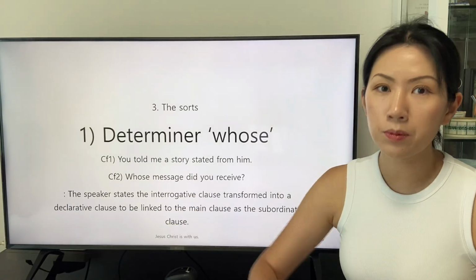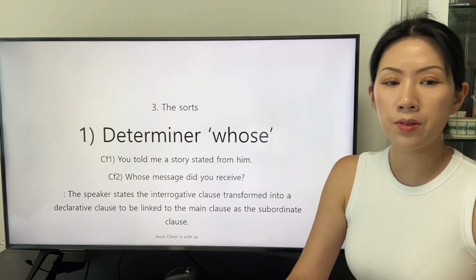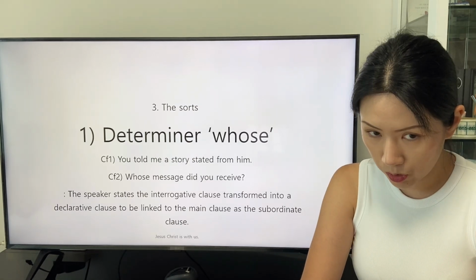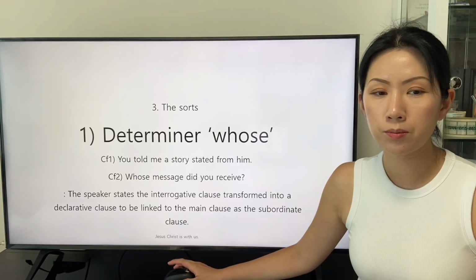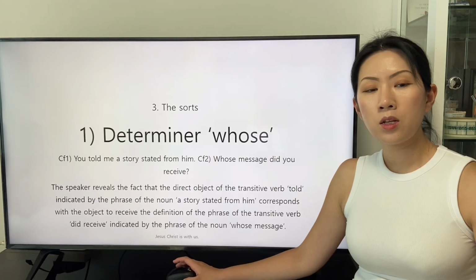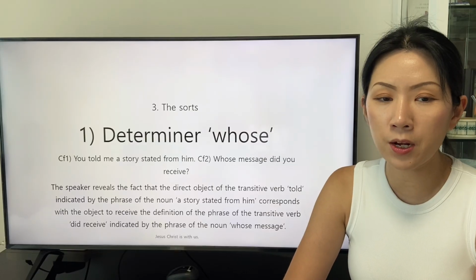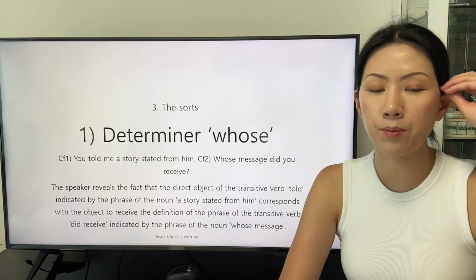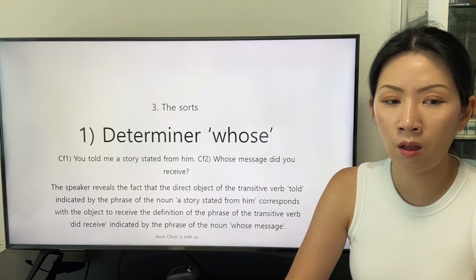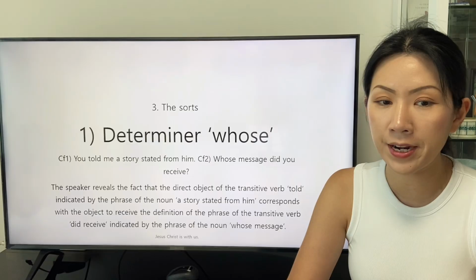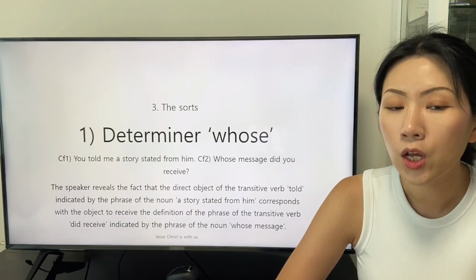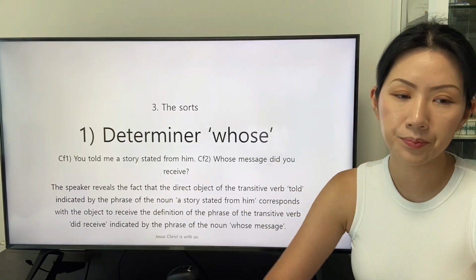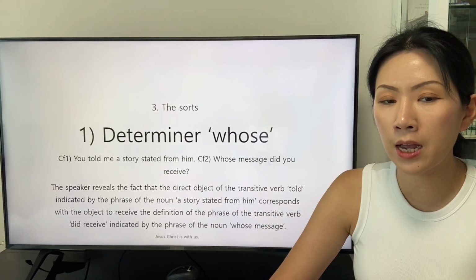Let's read the explanation together. The speaker states the interrogative clause transformed into a declarative clause to be linked to the main clause as the subordinate clause. The speaker reveals the fact that the direct object of the transitive verb told, indicated by the phrase of the noun a story started from him, corresponds with the object to receive the definition of the phrase of the transitive verb did receive, indicated by the phrase of the noun whose message.